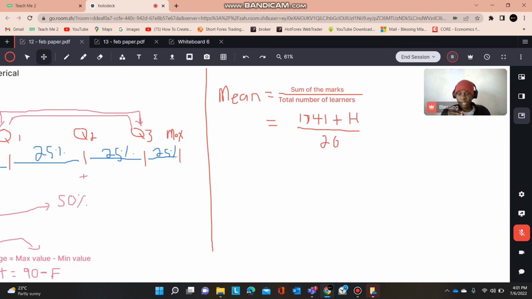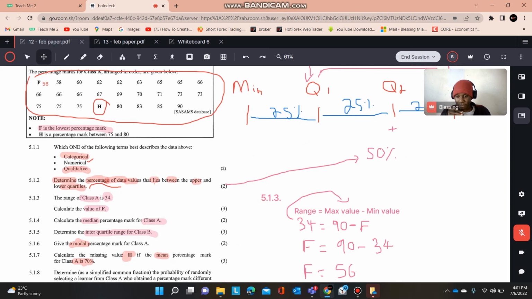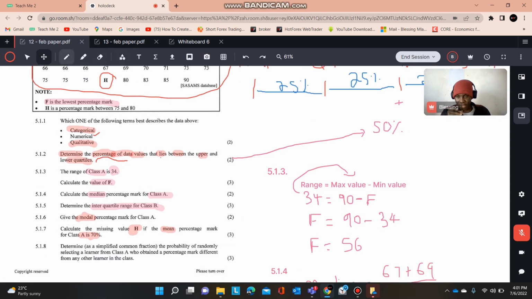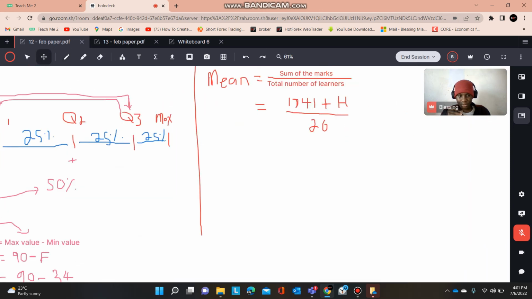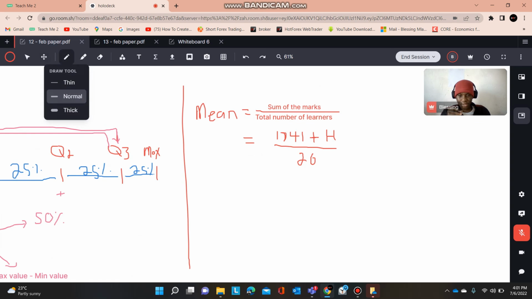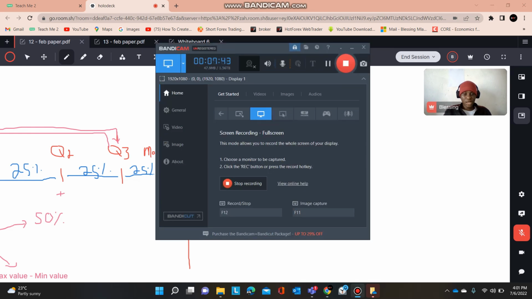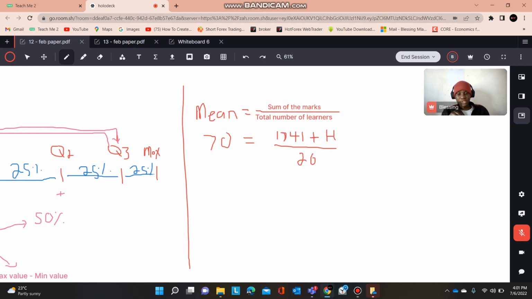And remember in the question, they stated that the mean is 70%. So if you go and say mean, you already have 70% this side. You can write 70%, which is your mean, and then you have the sum of all the marks. You added all the numbers except H, and then you say, okay, it's 1741 plus H divided by 26, right? And that's how you calculate your mean, right? So now it's just the matter of solving for your H here. You have to solve for H. How do you do this?